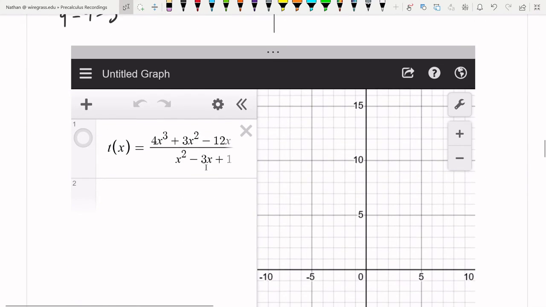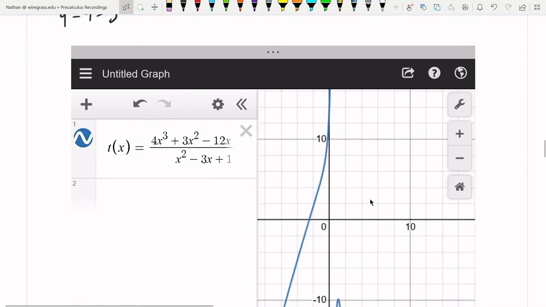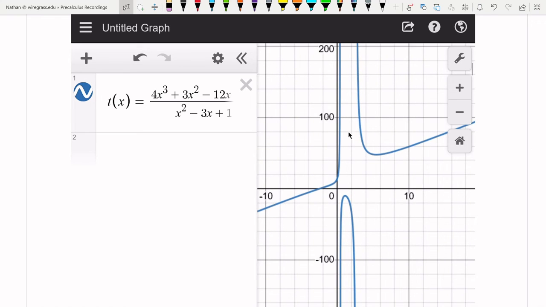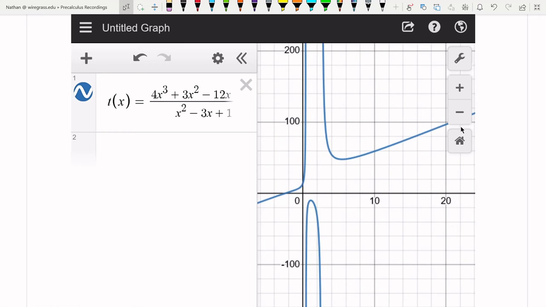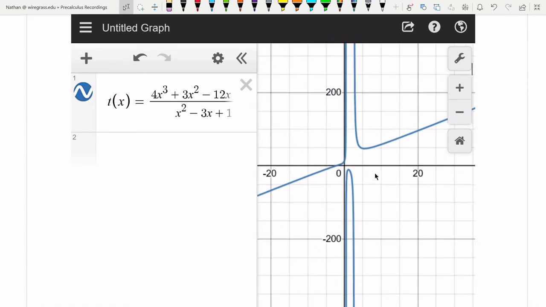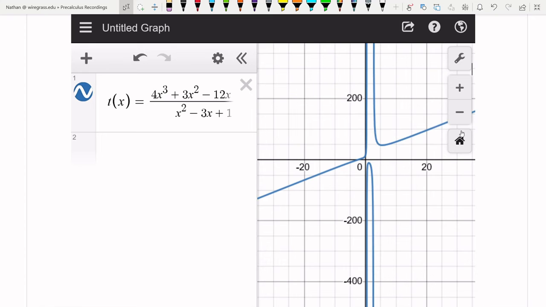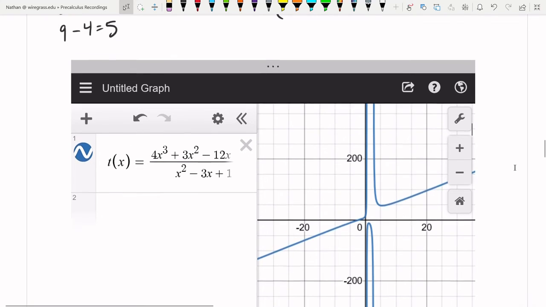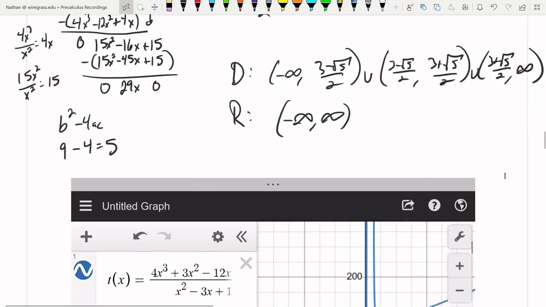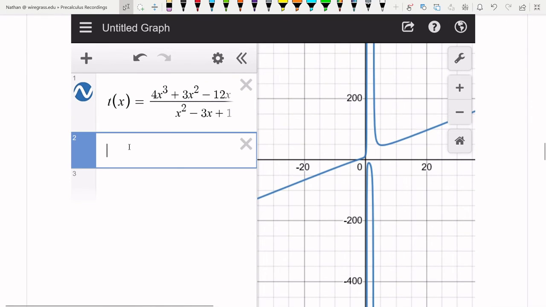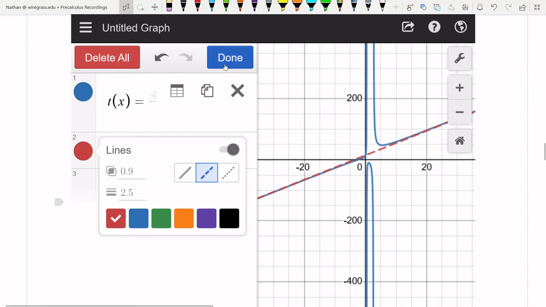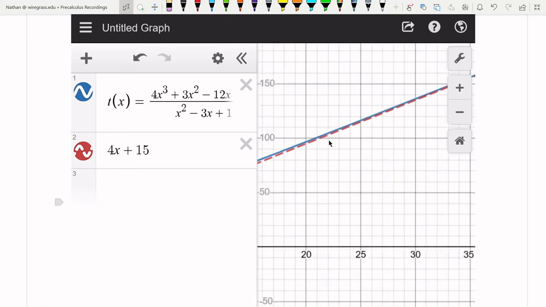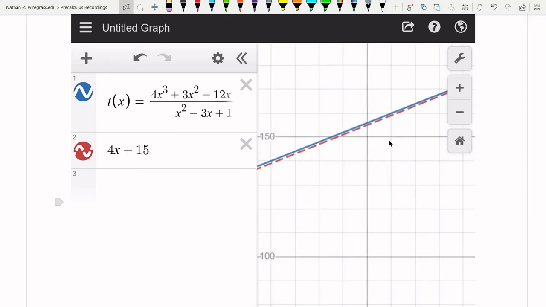So this one graphed looks like this. As you can see, we've got two asymptotes here, and it looks like, once again, a slant asymptote like the previous one I showed you. Looks like there's actually a line here like this. Well, there is that line there, right? We found it was 4x plus 15. So let's graph that. Make it a dotted line. And you can see the function does go towards that line.